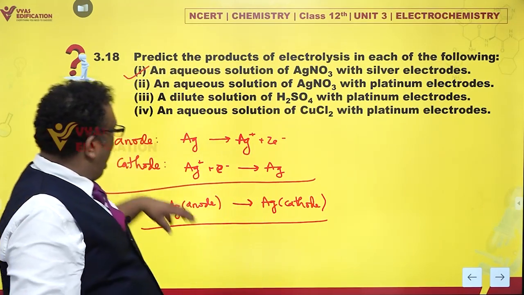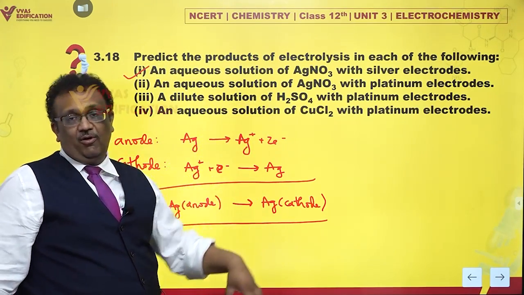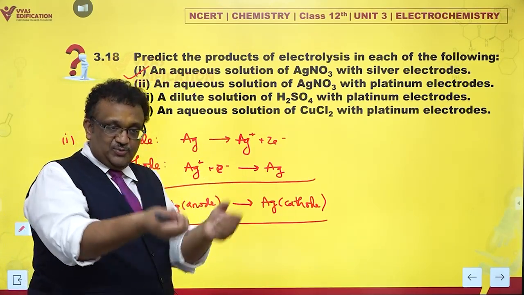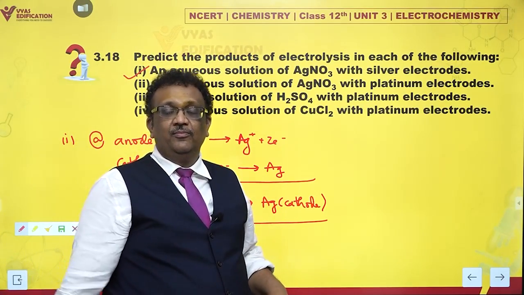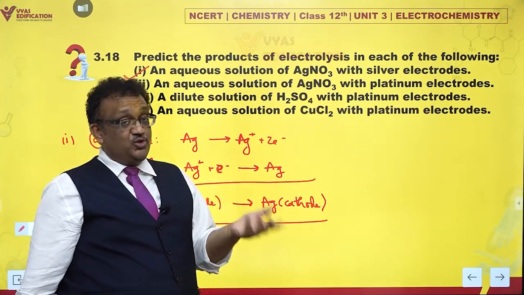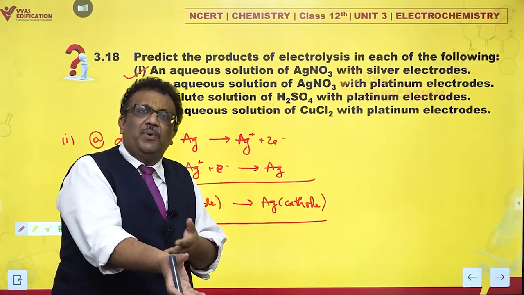Say for example, at anode you dip a silver rod, and at cathode you're having a spoon or a plate or a statue. Can spoon or plate or statue function as electrode? Yes, they can. You just have to pass current, that's it.